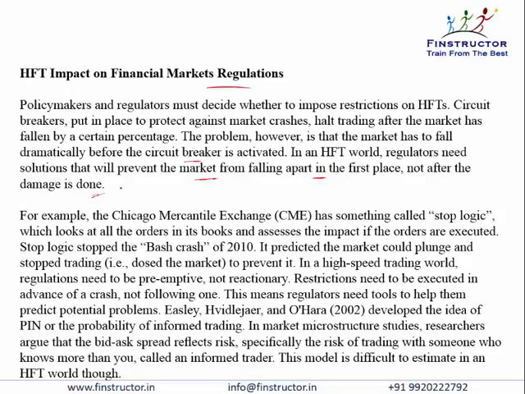The Chicago Mercantile Exchange, for example, has a stop logic which will look at the orders in its books and assess the impact if the orders are executed. So the stop logic will stop the market execution before the orders get executed, or before the crash happens. It is predicted that this logic would have stopped the flash crash of 2010. It predicted that the market would plunge and stopped trading. And in a high-speed world, regulators need to be preemptive and proactive, not reactionary. So restrictions need to be executed in advance.